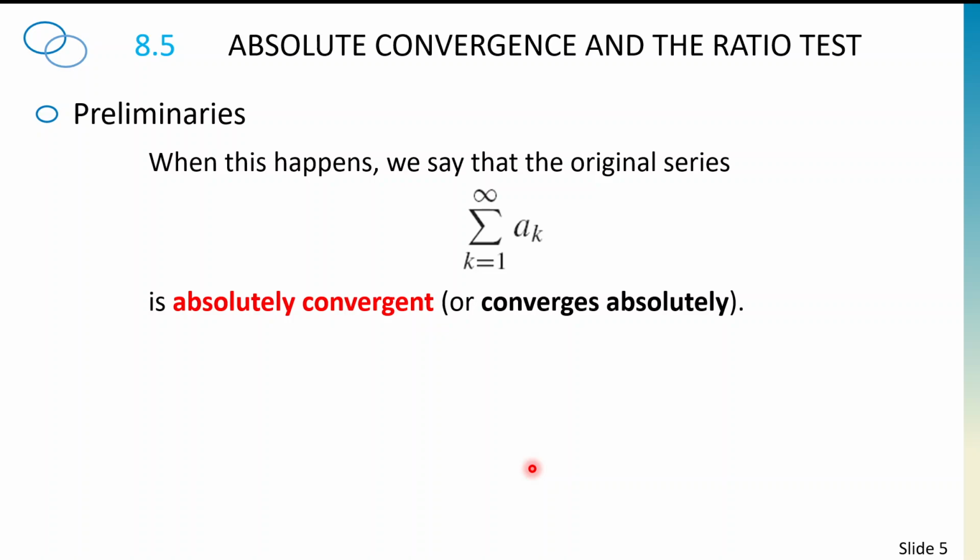If with the absolute value I get a convergent series, then I can say that the original one is absolutely convergent. So again, if with the absolute value it converges, then the original one converges absolutely. We'll call it absolutely convergent.